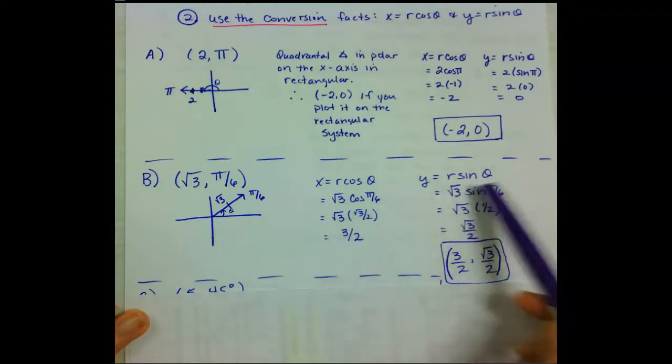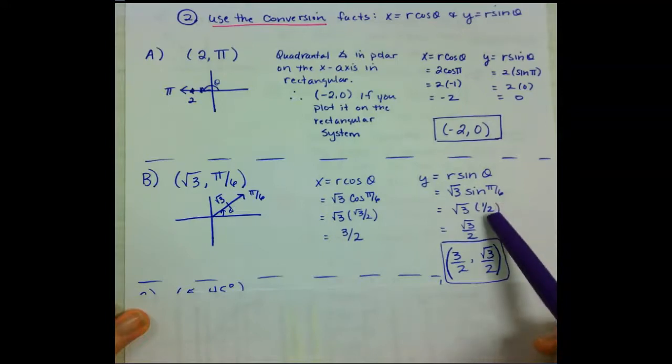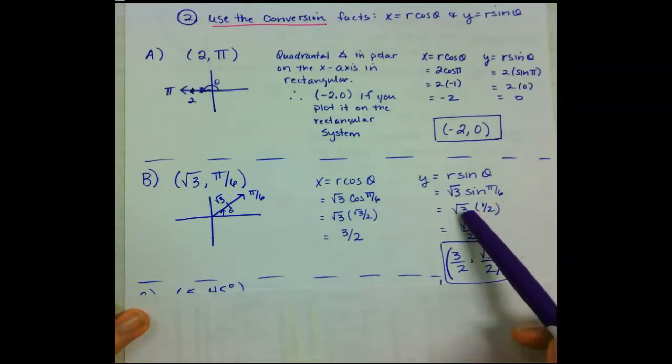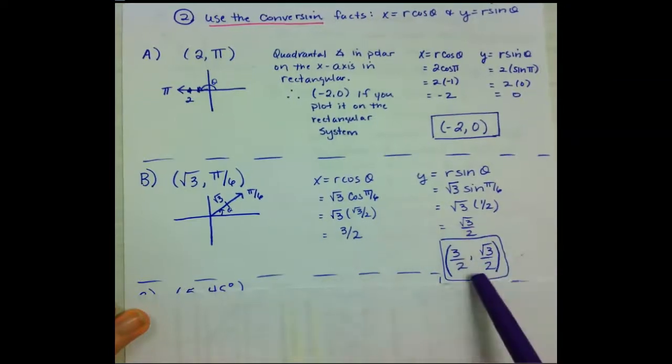And then we would do it for the y. So we have directed distance of root 3, sine of pi over 6. Sine of pi over 6 is 1/2 times root 3. So you get root 3 over 2, and this is your x coordinate, this is your y, and that's what it looks like. Pretty straightforward.